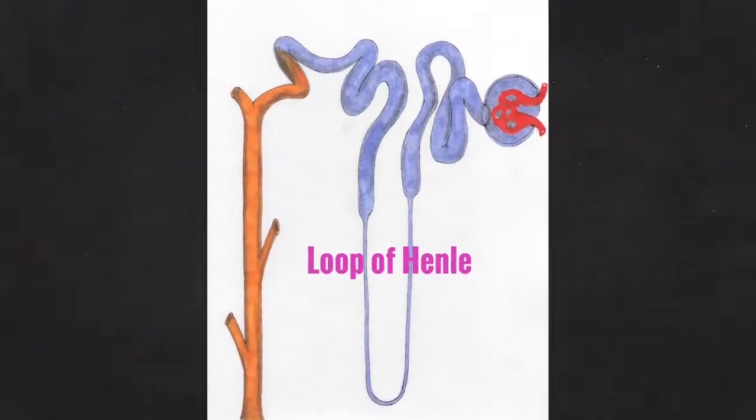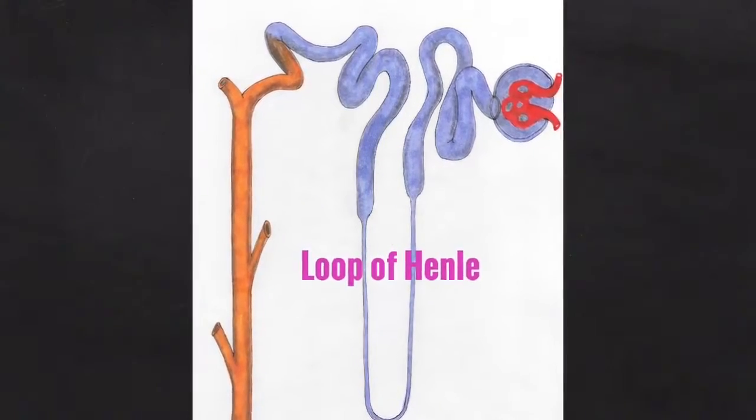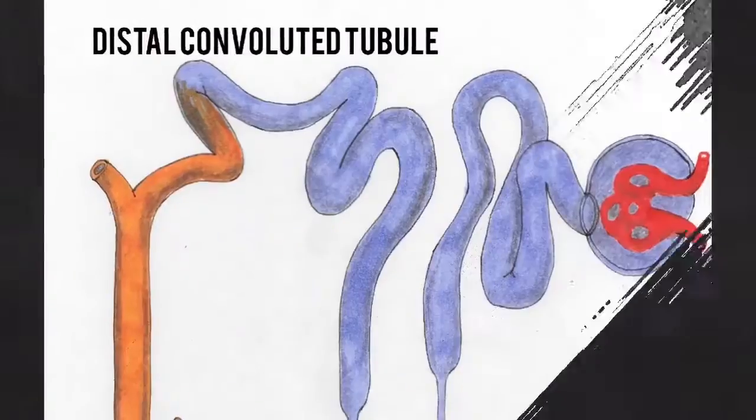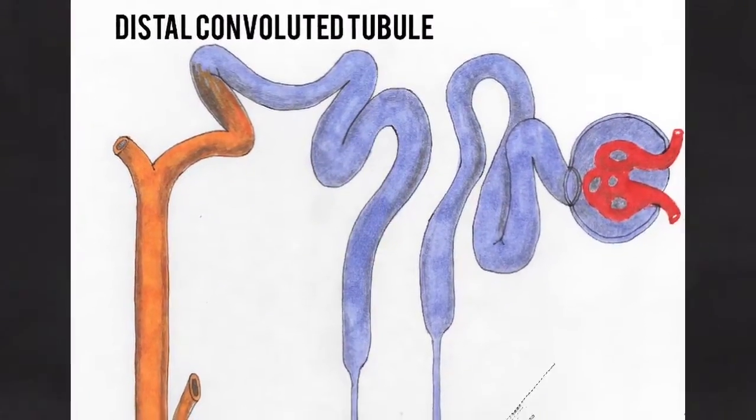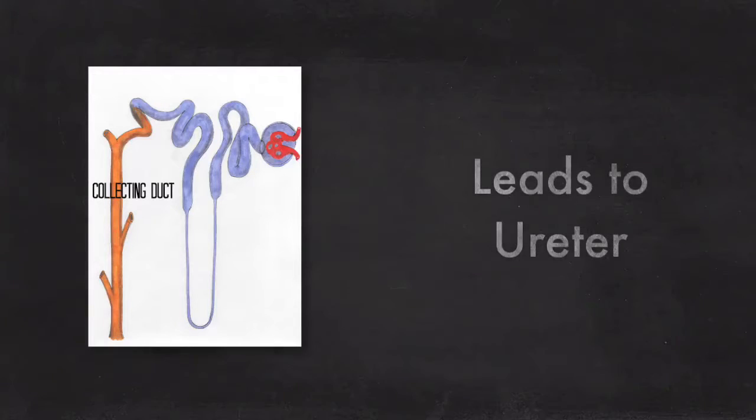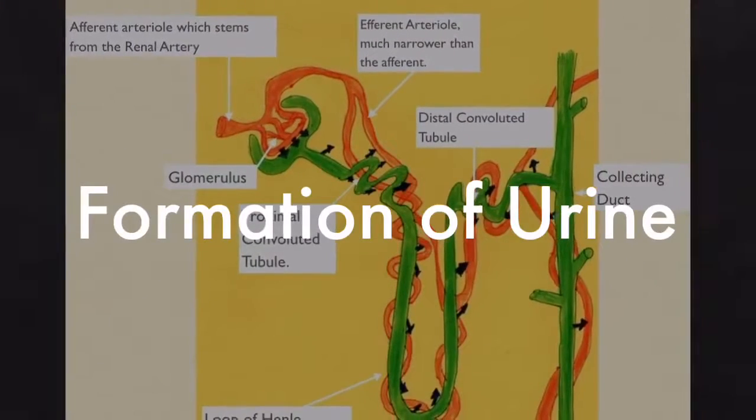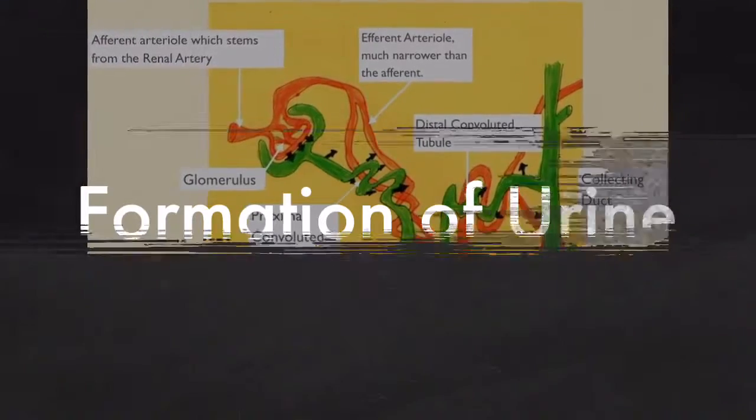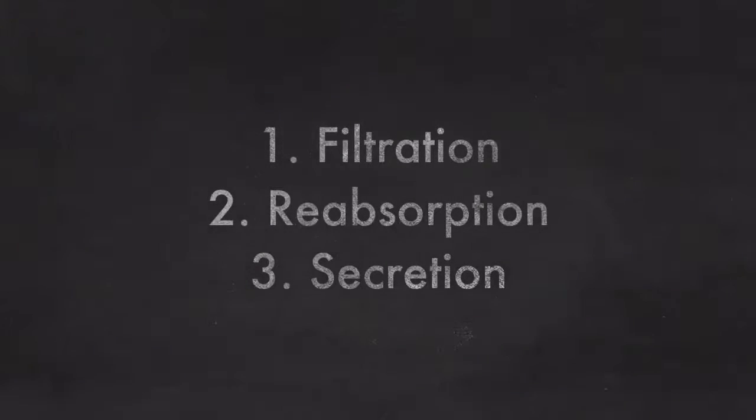As you leave the proximal convoluted tubule, you come to a loop, and it's known as the loop of Henle. Then there's the distal convoluted tubule, and finally there is the collecting duct, which ultimately leads to the urethra. Let's go through the formation of urine step by step. There are 3 stages in the formation of urine. There is filtration, reabsorption and secretion.